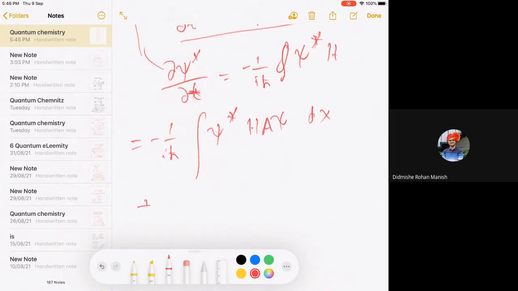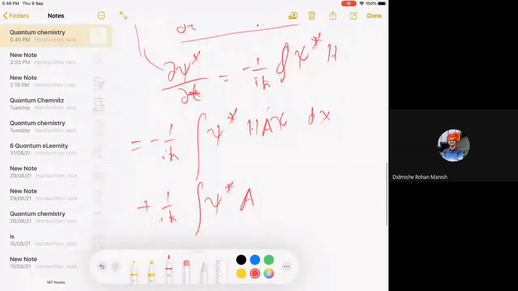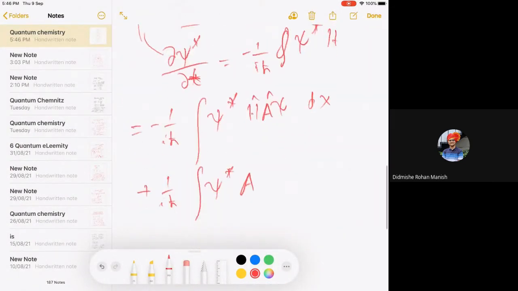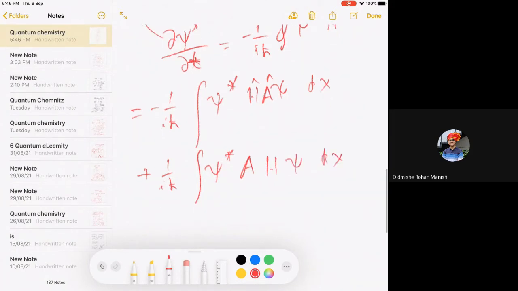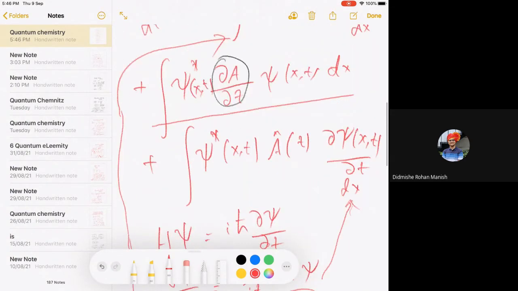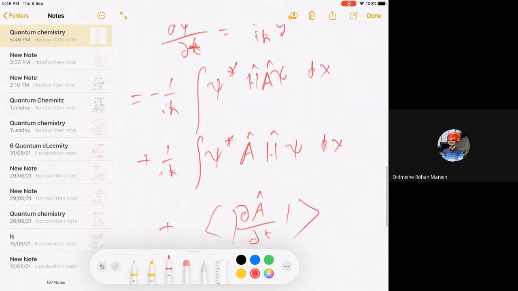Then the third term would be plus 1 over h cross integral psi star, and now you will have A first, because I am writing for del psi del t, A first and then H psi dx. Correct? And then finally I am left with the second term, which is of course very easy to write, plus expectation value of del A del t. Is it clear?